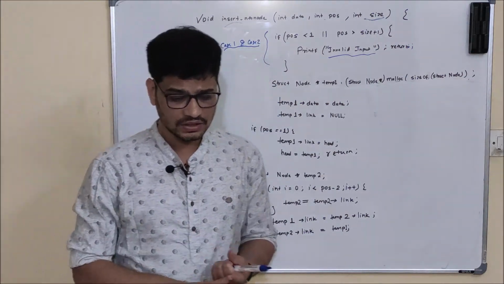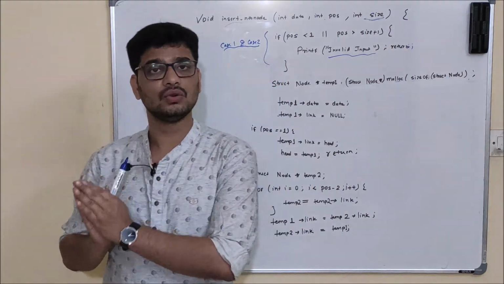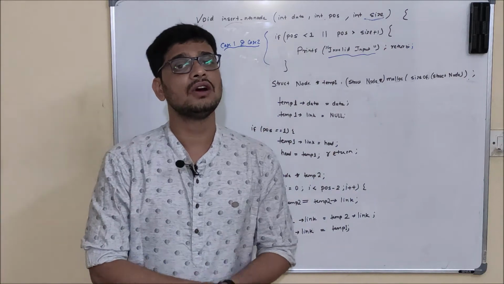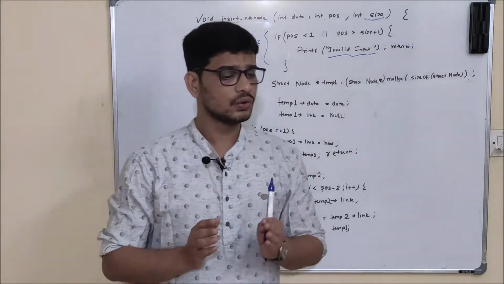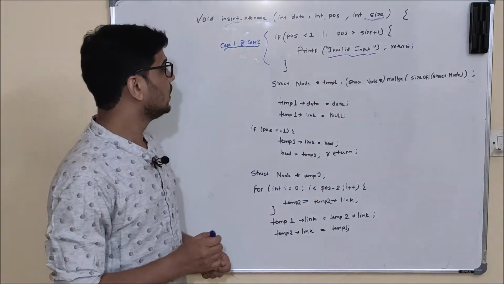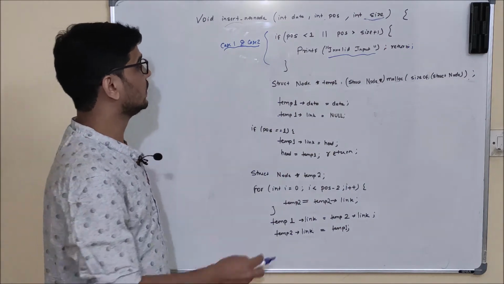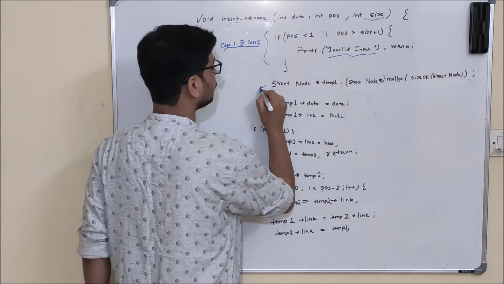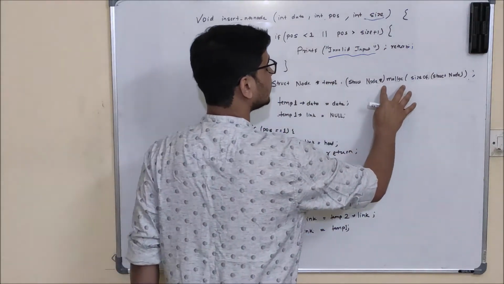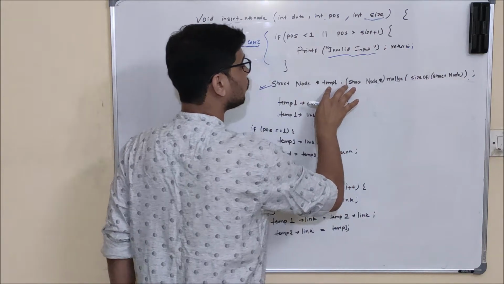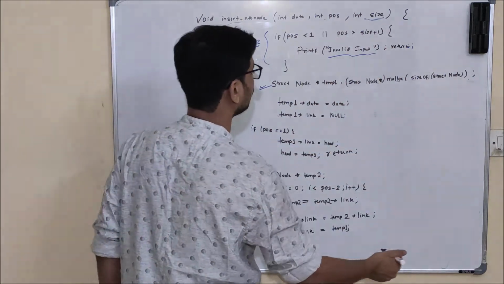In both the cases, we really want to insert a node. These are not our error cases, either first position or any other valid position. So in both the cases, we will first have to create a node which we will insert. So in this line, using the malloc function, I am creating a node and I have a temp1 pointer pointing to that particular node.